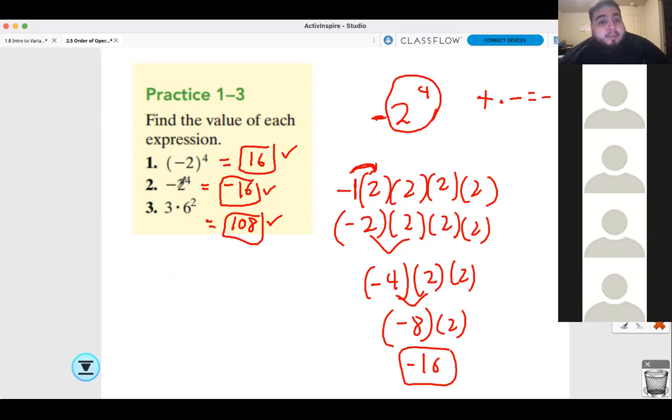Here, what's still being repeated for number 2? 4, because that's the exponent. Well, not the 4, but what number is being repeated? Oh, yeah, 2. There's a positive 2. You see the difference? Okay, cool. All right, let's go ahead and move on, guys.